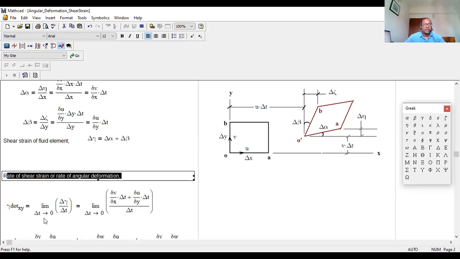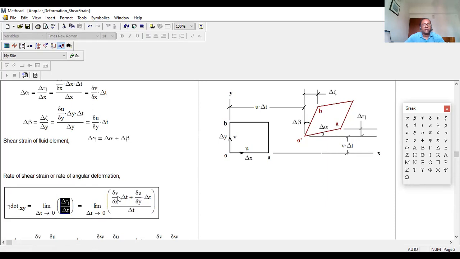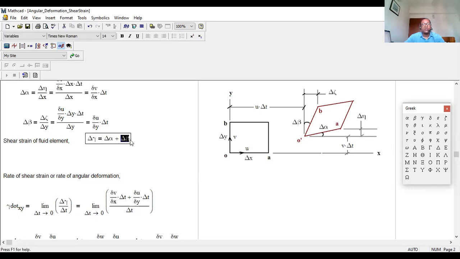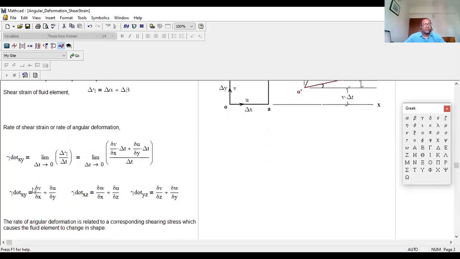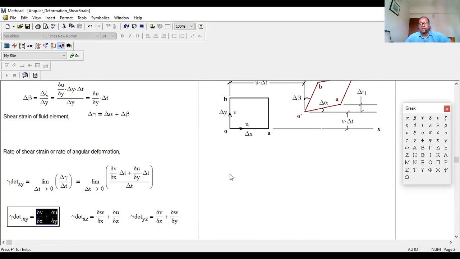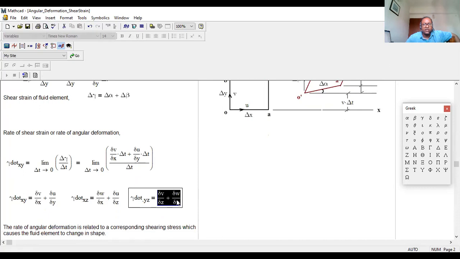So gamma dot xy equal to limit dt tends to 0, you have this value. Now you just substitute the two values, del alpha, del beta, then value is over here. Okay, you divide by the time, then time will be out. Okay, then you get actually this one. Similarly, if you like to figure out the rotation of the fluid element along xz plane, then you get this one. Along yz plane, you get this one. Very simple.